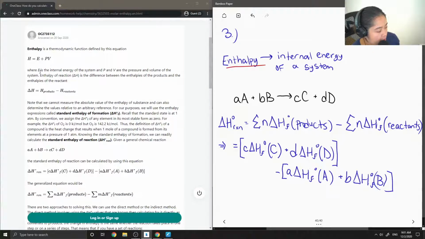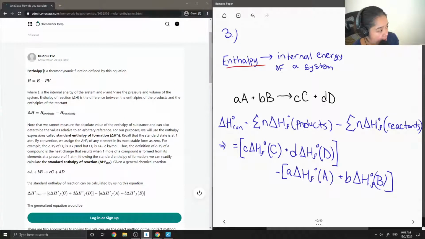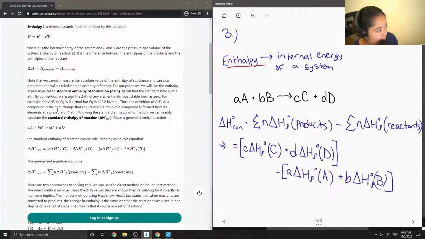Okay, so let's see what the junior tutor said. Enthalpy is a thermodynamic function defined by this equation, where H is equal to E plus PV. E is the internal energy of the system, and P and V are the pressure and volume of the system. Enthalpy of reaction is the difference between the enthalpies of the products and the enthalpies of the reactants. Okay, so they have here delta H is equal to the enthalpies of the products minus reactants.